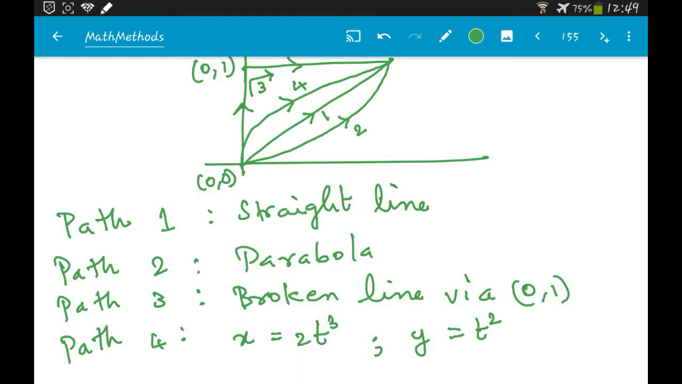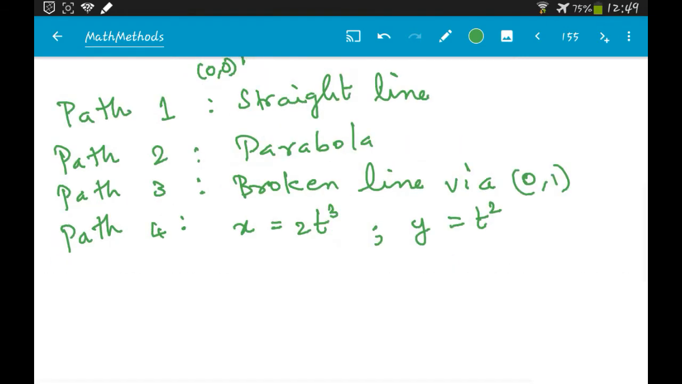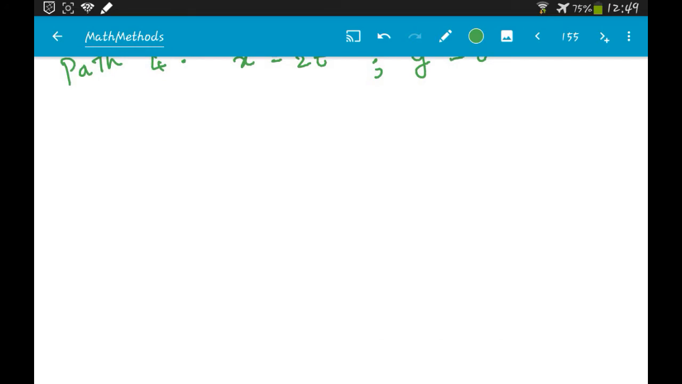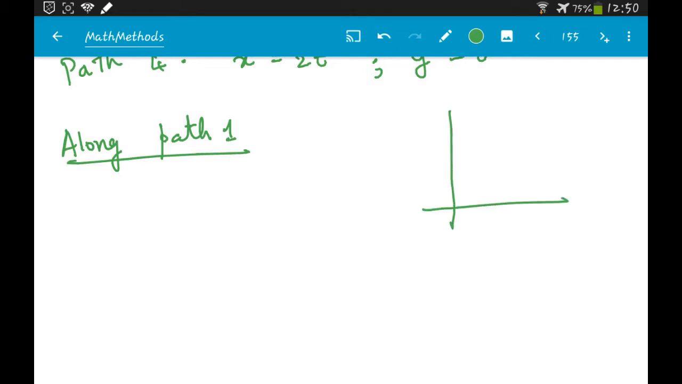Now we have to calculate the work done along these 4 paths, and let's see what we get. Along path 1, what is path 1? It starts from 0, 0 and goes up to 2, 1.